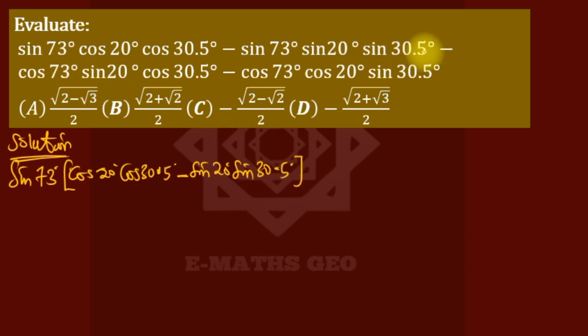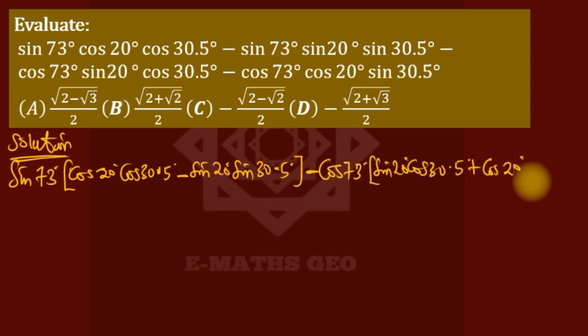Looking at the second one, since both of them have minus, we'll factor minus which trig function is common, which is cos 73. So we'll factor minus cos 73. So we're left with sine 20 cos 30.5 plus cos 20 sine 30.5.